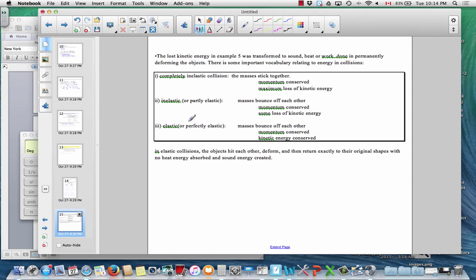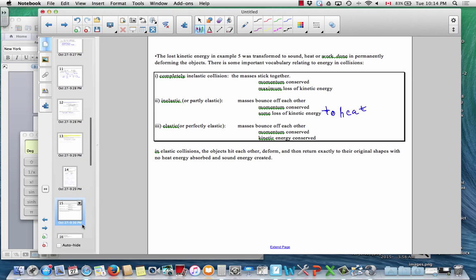There are idealized collisions called elastic, where the masses bounce off each other and there's no heat energy, and in that case, kinetic energy is conserved. Really, this is an idealization that never really happens in any real collisions. What happens in real collisions, the best you can get, is what's partly elastic, where they bounce off each other and there's some loss of kinetic energy to heat, but not very much. So say, billiard balls colliding off each other. There's not a lot of heating there, and those collisions are fairly elastic.